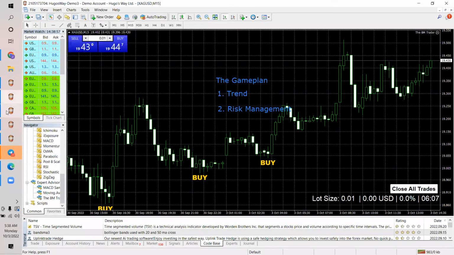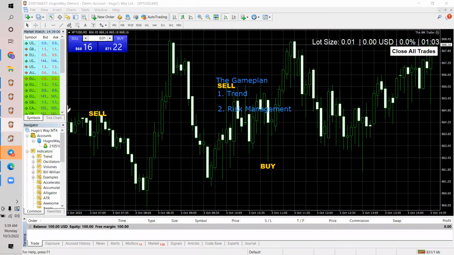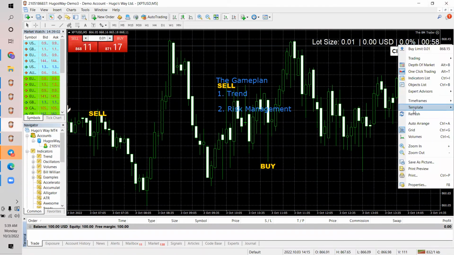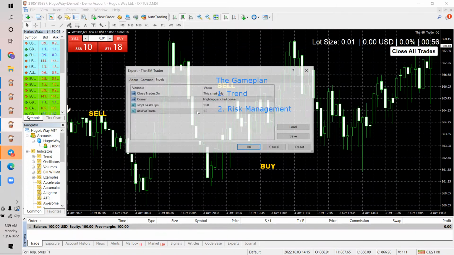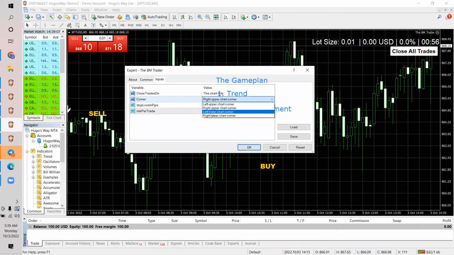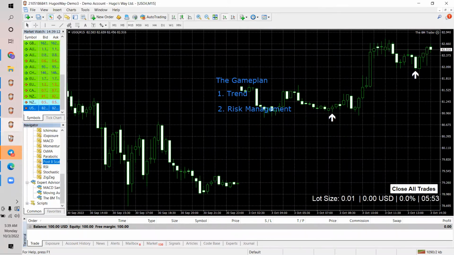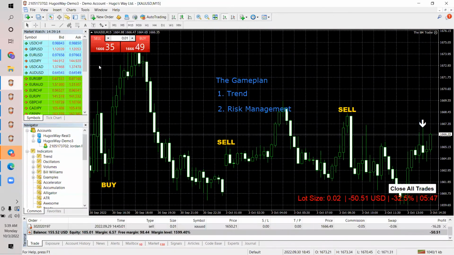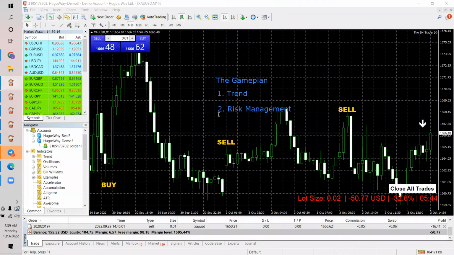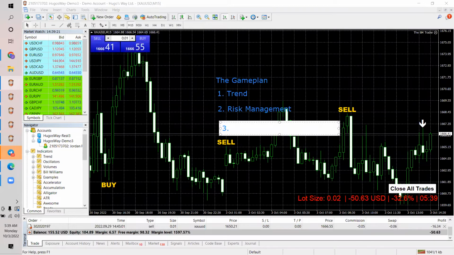Just looking at some of these other guys. I'm going to probably do this so I can see. There we go. Okay. So we have our risk management. And now we also have entering and exiting trades. That's the game plan in a nutshell.